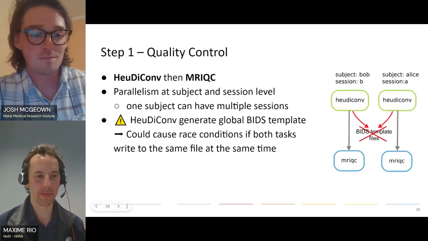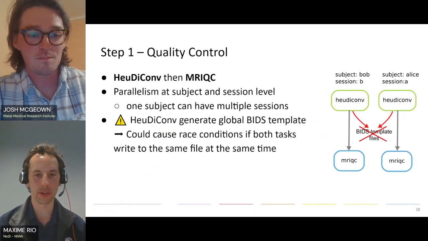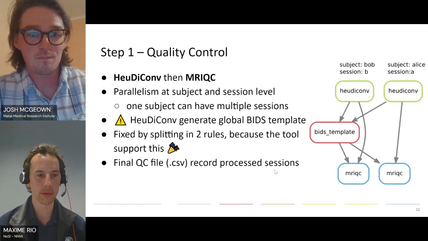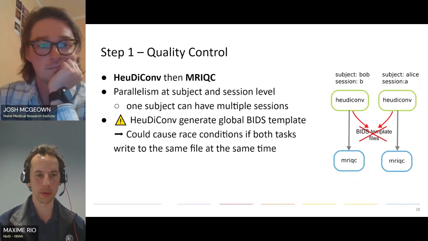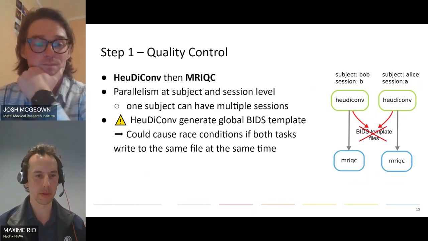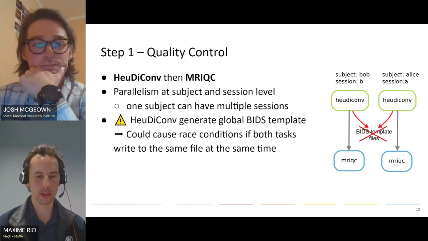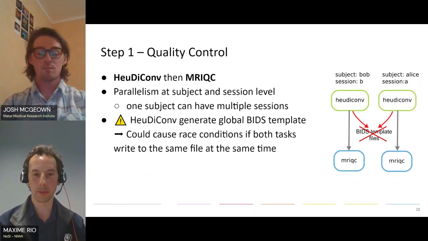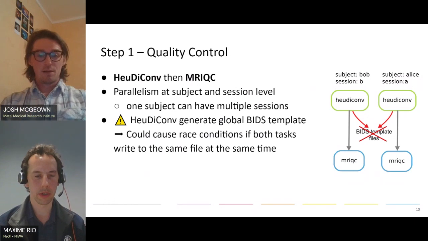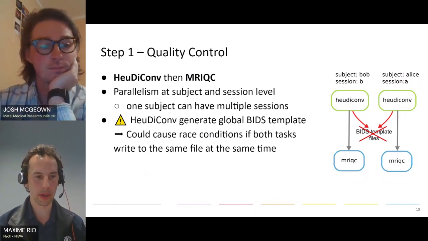Thank you, Josh. So I'll start with the first step we described earlier, so the quality control, which involves using this HeuDiConv tool to convert from the DICOMs to BIDS, followed by the MRIQC to do the quality control. And as Josh said, we want to process data at the session level, so a subject can have multiple sessions, and we want to maximize parallelism, especially if we want to run on a massively parallel platform.